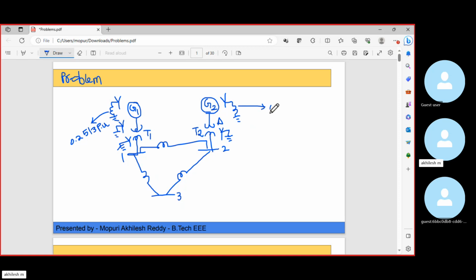Here also it is 0.2513 per unit. They have given the base value of this neutral grounding reactor. Obviously, since the generator base value from the table is 100 MVA, the neutral grounding reactor also will be having a base of 100 MVA.